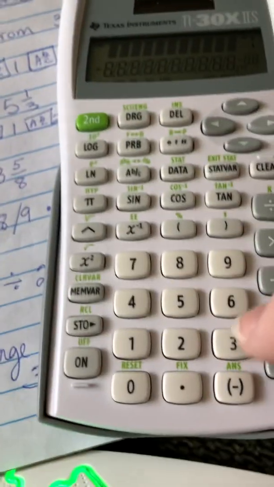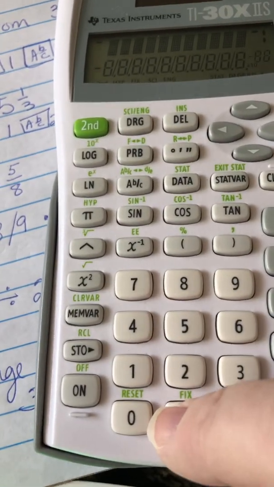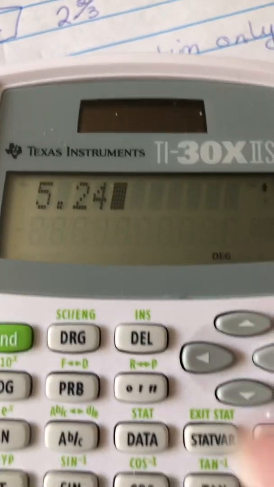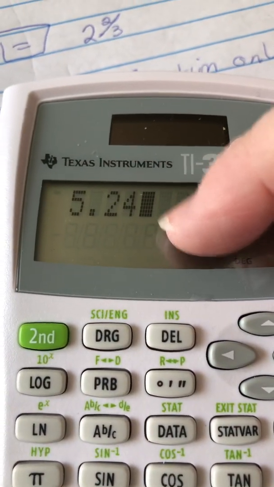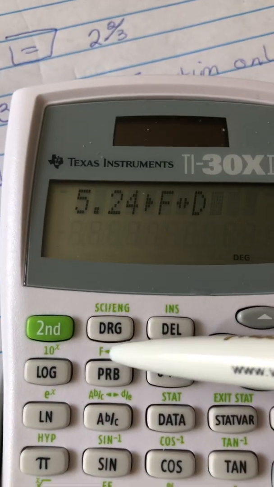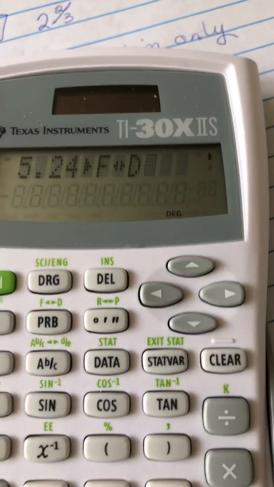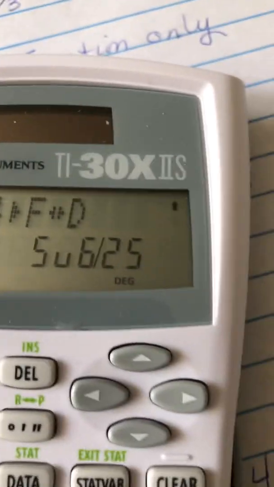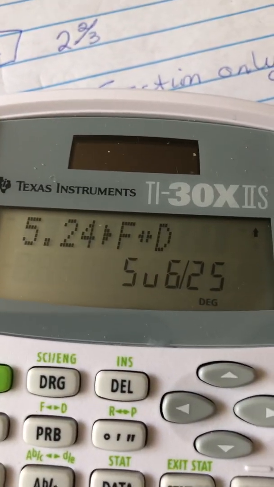So I can put in a decimal. I can say 5.24, okay? And I can say, hey, give me the fraction that's the same as that. So I hit second and then my PRB, because it's asking, that fraction to decimal, decimal to fraction. And then just hit enter, and that's the same as 5 6/25.